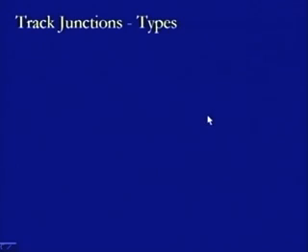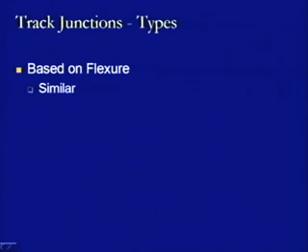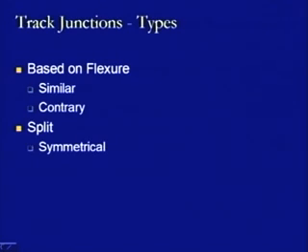In the case of track junctions, on the basis of the shape or geometry and the function which it is supposed to perform, we can have different types of track junctions. These can be defined on the basis of flexure, that is the way they are going to turn and at what angle and curvature they are going to take a turn. In the case of flexure, they may be similar flexure track junctions or contrary flexure track junctions. Then on the basis of a split, they may be symmetrical split or 3-through switch.